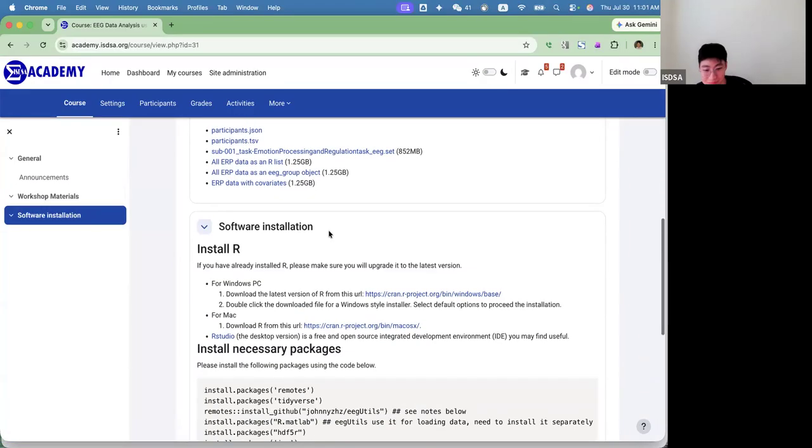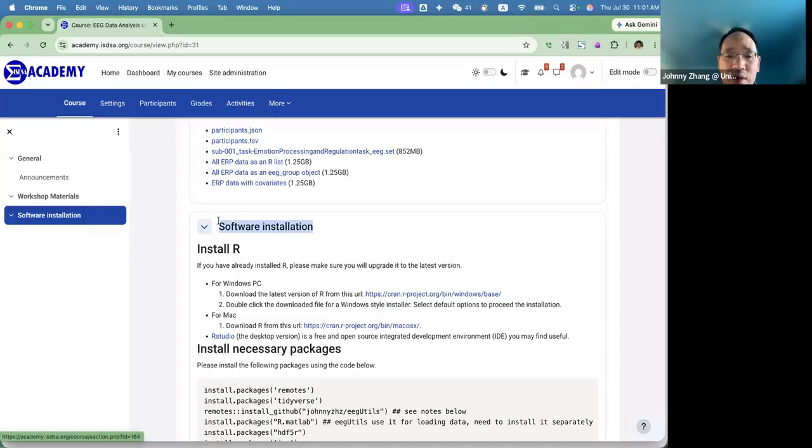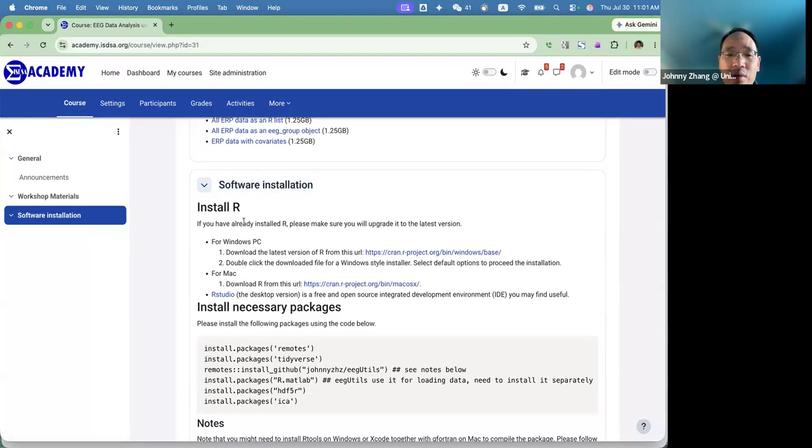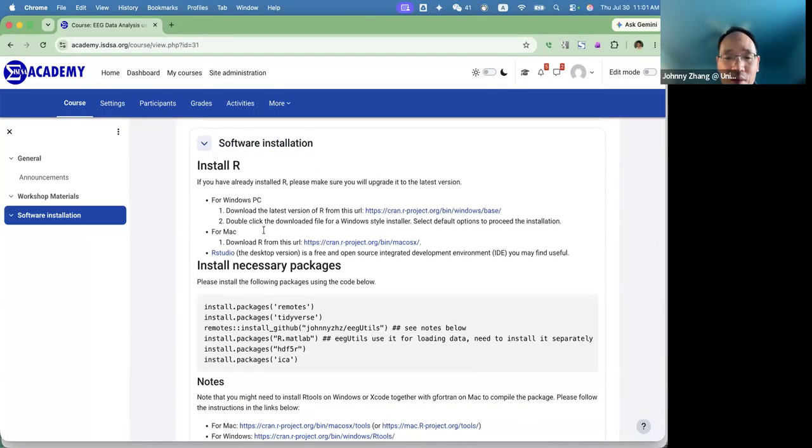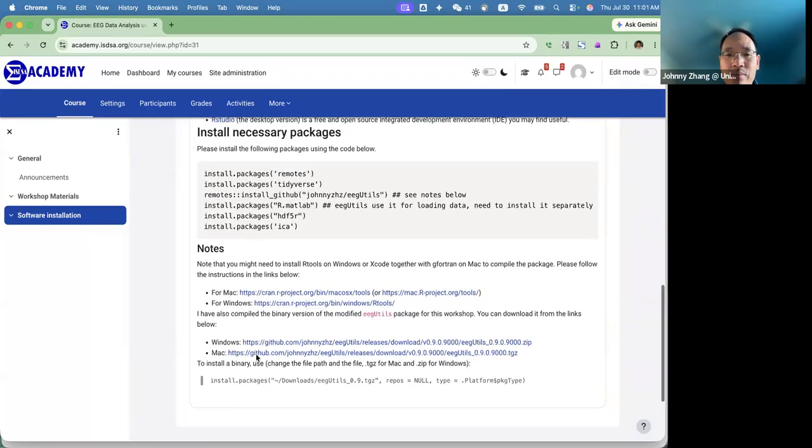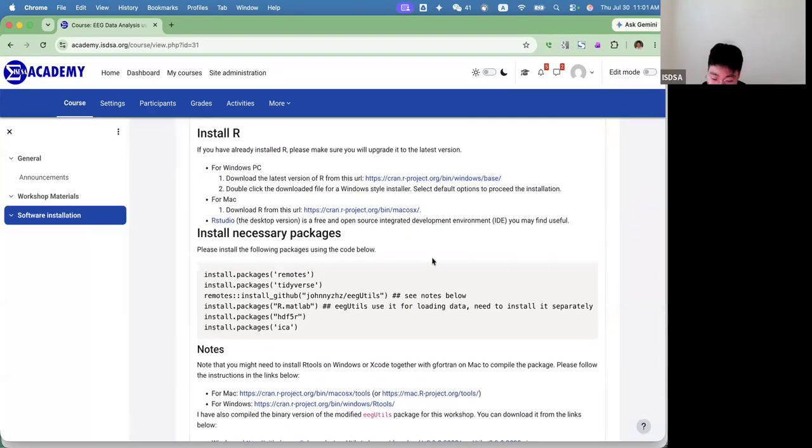Okay. And I also added instructions on installing the software, because particularly if you have never compiled a package on your computer, you may have trouble installing the packages. But I give you some instructions here too. Okay. Sounds great. Okay, thanks so much.